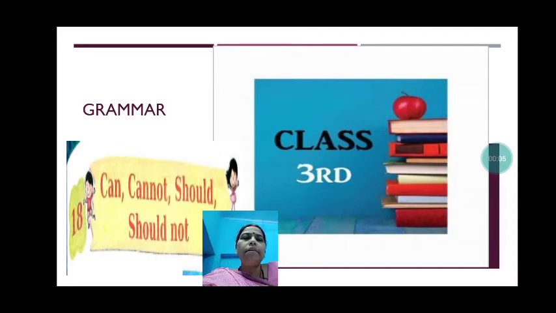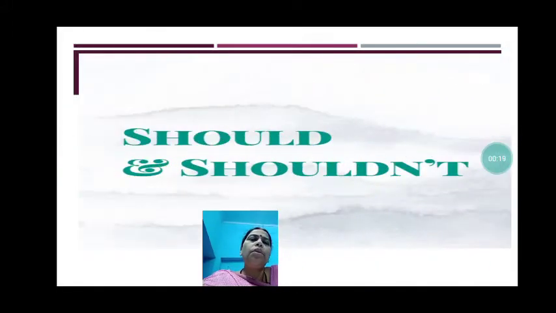Today in grammar, we are going to read chapter 18: can, cannot, should not. In the previous class, we have done about can, cannot. Now, we are going to read about should not, which can also be said as shouldn't. As cannot can be said as can't, should not can be said as shouldn't also.